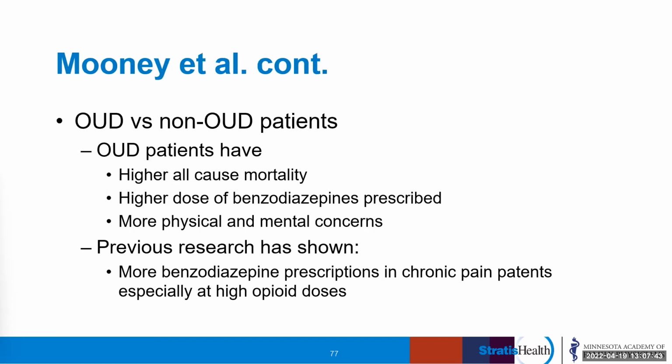Next slide. And if you look at opioid use disorder patients, again, they have higher all-cause mortality across the board. Higher doses of benzos are prescribed to these patients on average. More physical and mental concerns. This is kind of the review here. And previous research has also shown more benzodiazepine prescriptions in chronic pain patients, and especially they get them at higher doses. So why that happens, I don't know. My personal opinion is it's the prescriber, because I don't think I've ever done that. And I think that people who tend to prescribe more opioids probably tend to prescribe more benzos. Next slide.